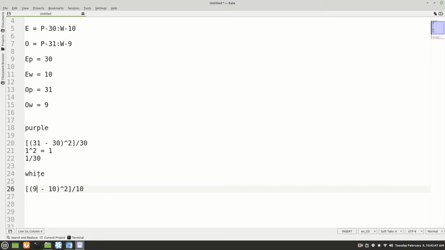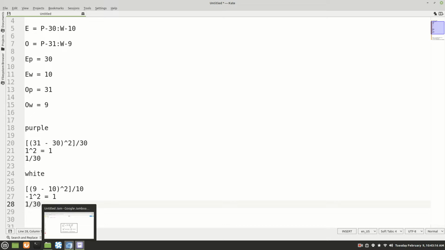So again, 9 minus 10 is minus 1. So it's a -1 to the second. Now, of course, 2 minus 1 times minus 1 is positive 1. So we get the same answer. All right, and then 1 divided by 30 again. So our answer for both of these is actually 1 over 30. But that summation sign said we have to add those.